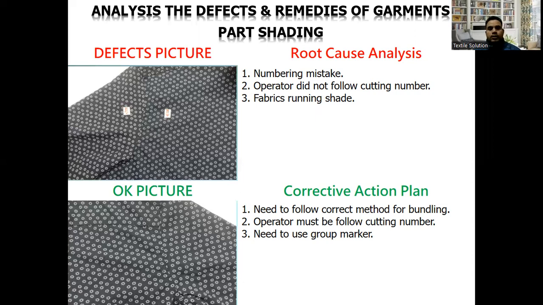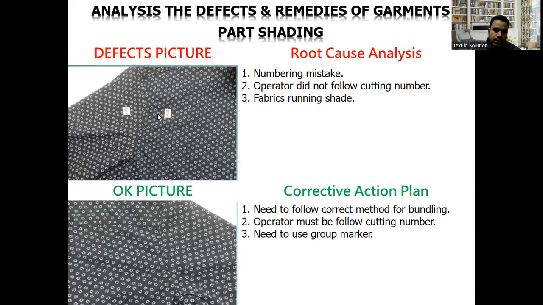Then another one is fabric running shade. Running shade is also named meter to meter shade variation of fabric. So in one meter of a fabric and then another meter of the fabric, there is some variation of color. That means there can be dark and light. So this is also a reason for getting this shading fault.